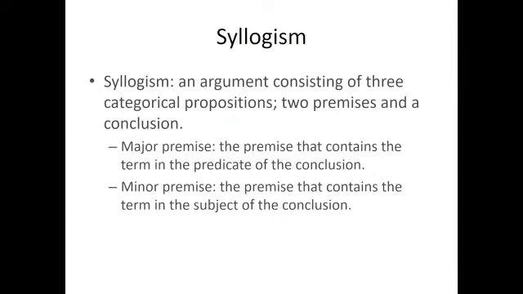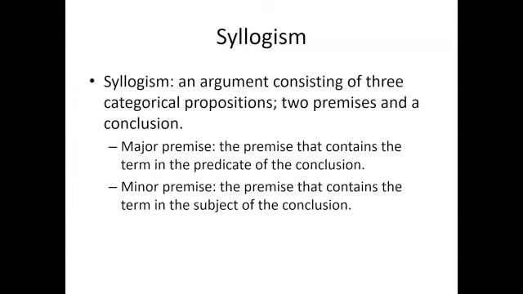So a syllogism is an argument consisting of three categorical propositions. We already discussed the four types of categorical propositions, and we did that precisely to prepare the way for learning about syllogisms. The argument consists of three categorical propositions, and as we know, since every argument has to have a conclusion and premises, syllogisms always have two premises and a conclusion.